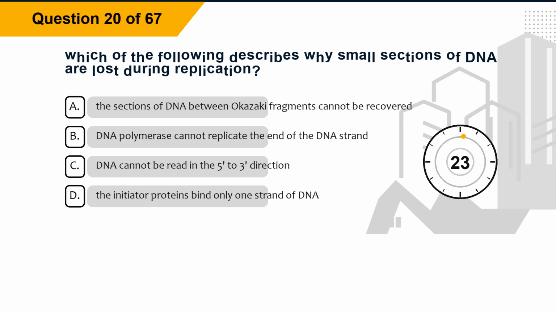Question 20. Which of the following describes why small sections of DNA are lost during replication? Option A. The sections of DNA between Okazaki fragments cannot be recovered. Option B. DNA polymerase cannot replicate the end of the DNA strand. Option C. DNA cannot be read in the 5' to 3' direction. Option D. The initiator proteins bind only one strand of DNA.